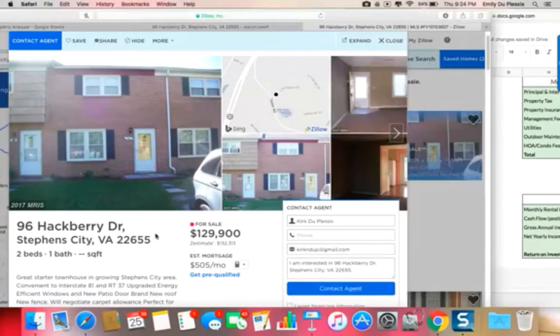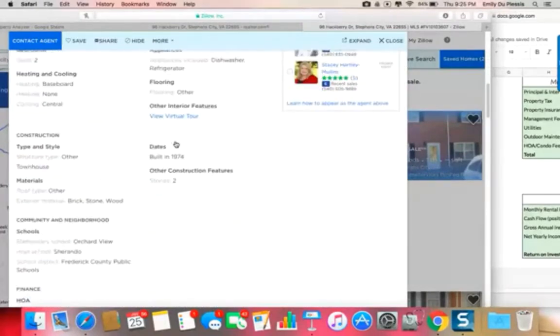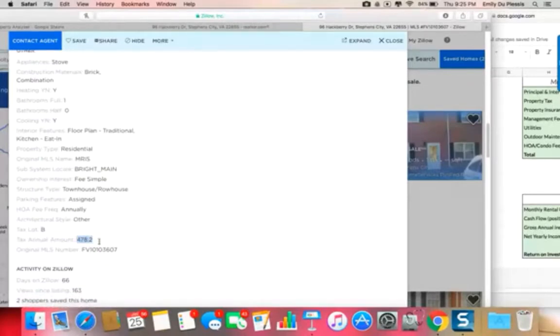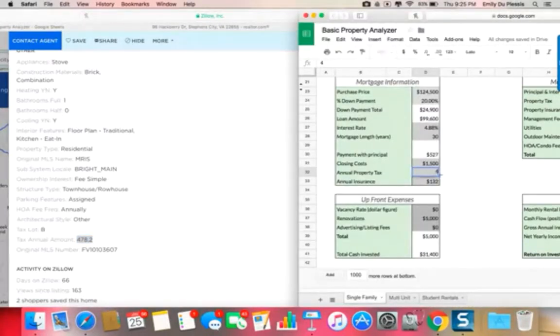Annual property taxes. So I'm going to look for those on this. I scroll down, I see HOA, tax annual amount, $478.20. So I'm going to come back over here and put that in, and I will tell you that because I know this market and we invest there, that sounds about accurate for property taxes there. Property taxes in this area are so cheap. It's one of the main reasons why we started investing there, because the prices were competitive, lower than where we lived, and the property taxes were just outrageously low. So when I look at that, it goes along with what I know.